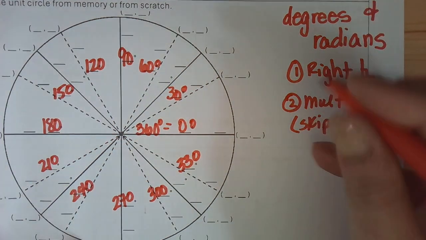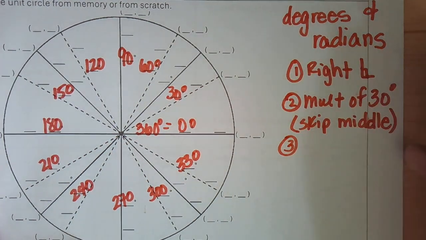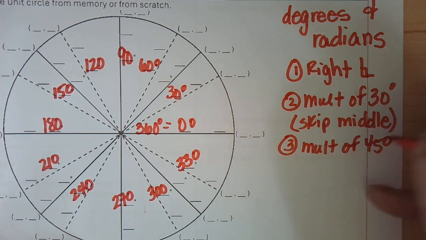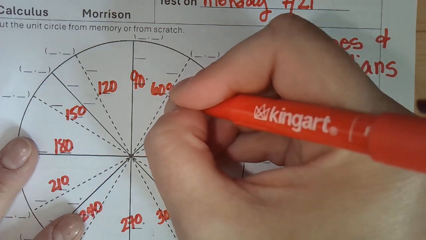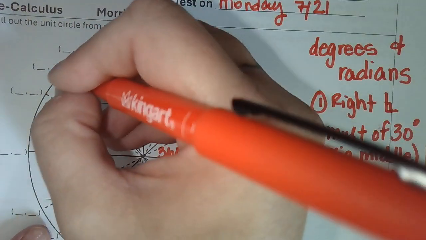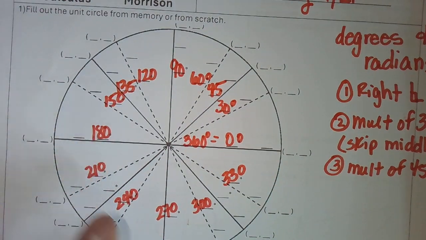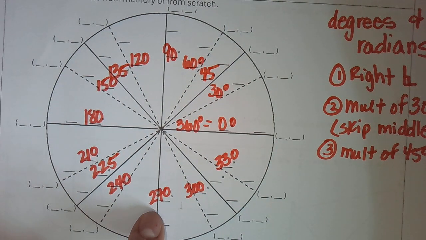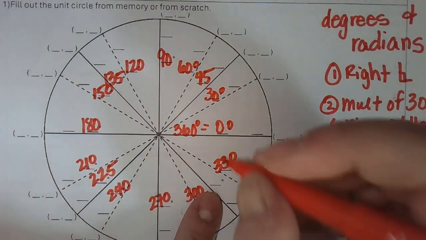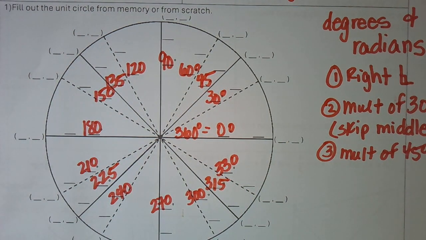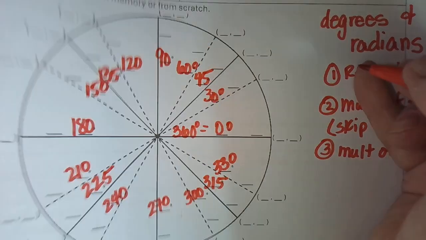Okay. The next step I'm going to do is the multiples of 45 degrees. So that's 45 degrees, bam. 45, 90, plus another 45 is 135. Plus 45 is 180, plus 45 is 225. Plus 45 is 270, plus 45 is 315. Okay, so that's how we got our degrees.